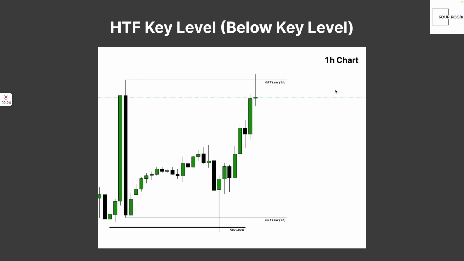So now let's take a look at an example of a CRT with a higher time frame key level below or above the CRT. So as you can see right here, we have the CRT coming from the 1 hour. The key level will come from a 4 hour chart. Key level below the CRT low. As soon as we soup the CRT low, we're going to hit that key level. This represents a high probability trade. Then we target the opposing end of the 1 hour range.